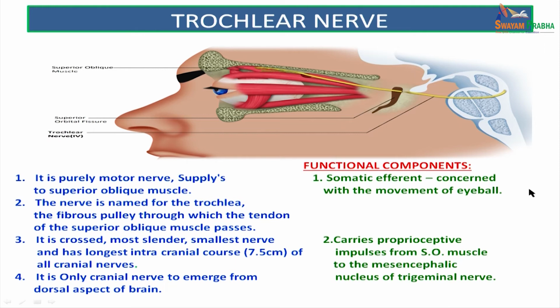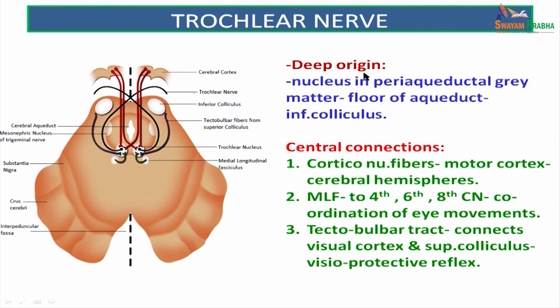Coming to the functional components, it has only the somatic efferent component, which is concerned with the movement of the eyeball because it also is arising from the preauric somoids, which is in line with the oculomotor and abducens nerves. Also carries proprioceptive impulses from the superior oblique muscle to the mesencephalic nucleus of the trigeminal nerve via the ophthalmic nerve. The deep origin of the nerve is from the nucleus of the trochlear nerve is at the floor of the aqueduct at the inferior colliculus level.